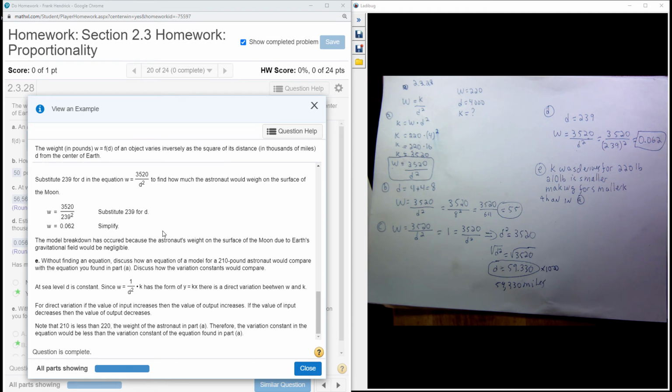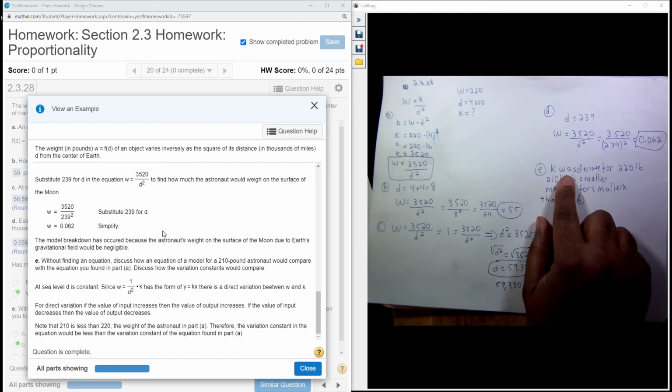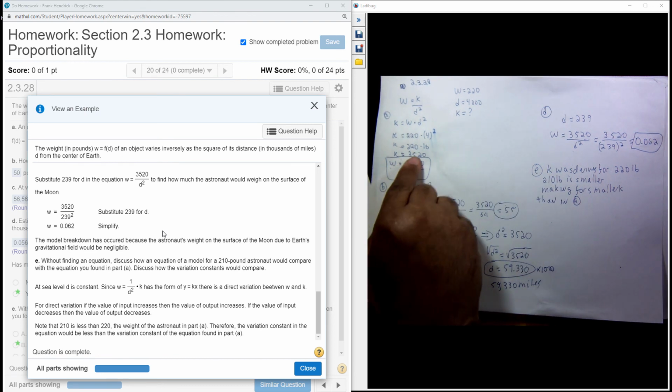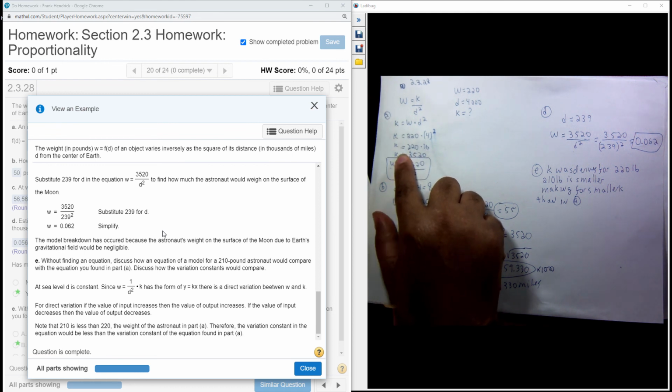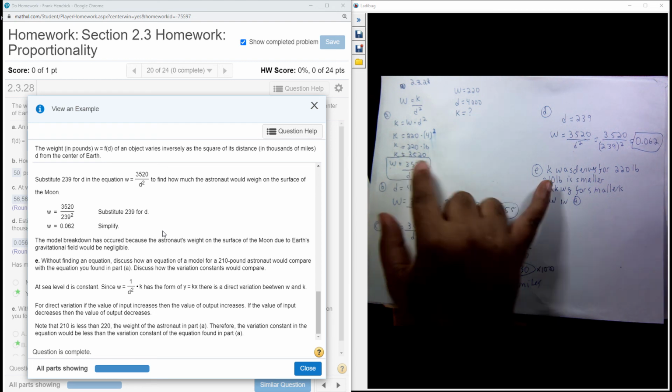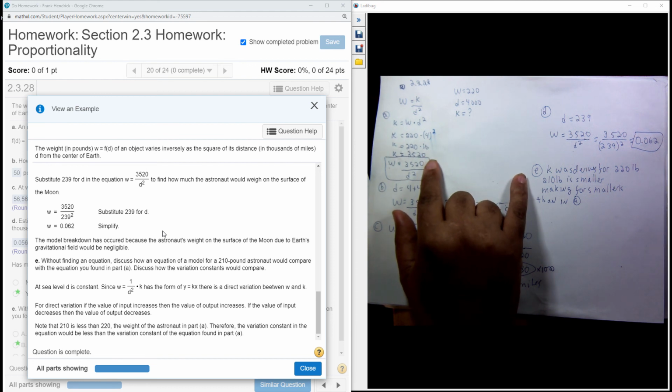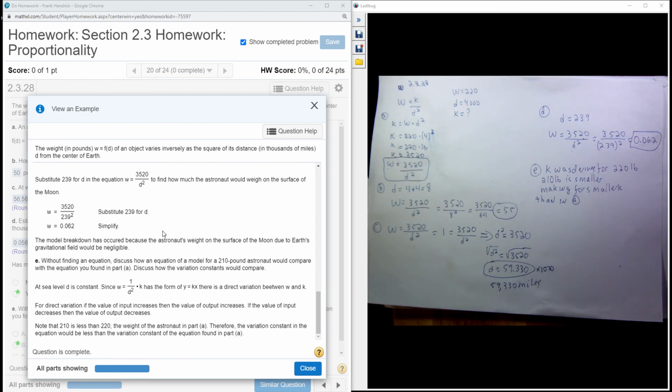without finding an equation, discuss how an equation of a model of a 210-pound person would compare with the equation found in Part A. So for the E I have here, K was the constant of proportionality in A here. This K was derived using a weight of 220 pounds. So using a different weight here would give us a different constant, a different K. So we'd have different constants of variation.